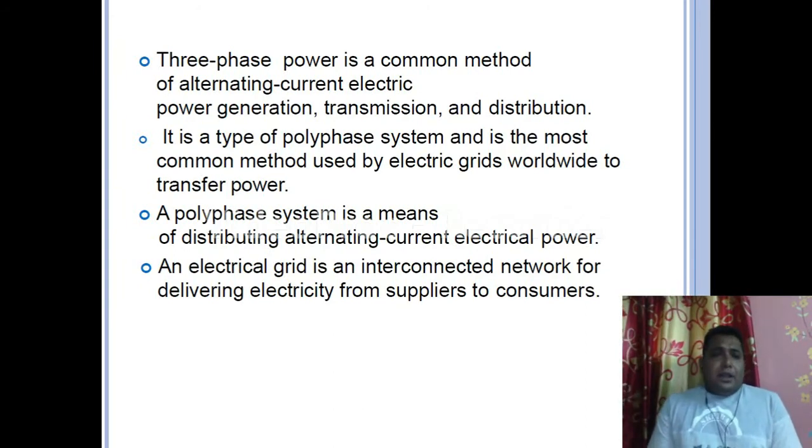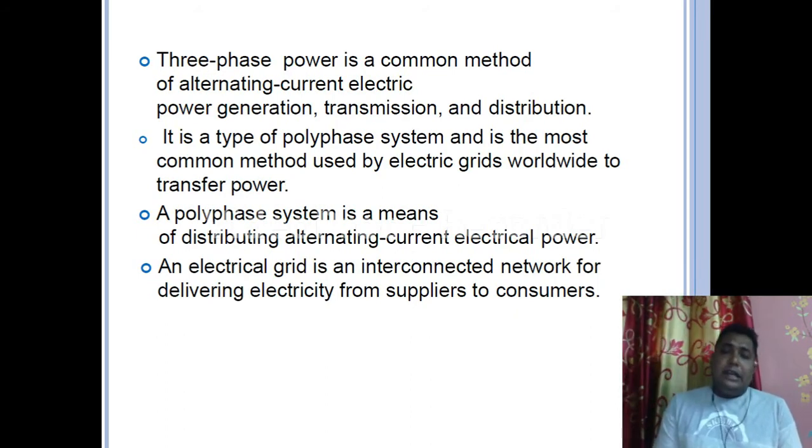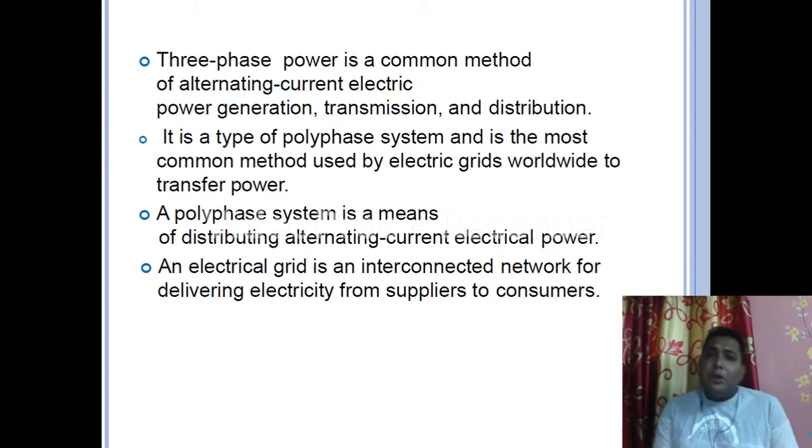Okay. The next point is that a polyphase system is a means of distributing alternating current electrical power. I have already told you that electrical power is generated in its alternating form, so we have to transmit that power in that form only. That's why there is the importance of the three-phase system.